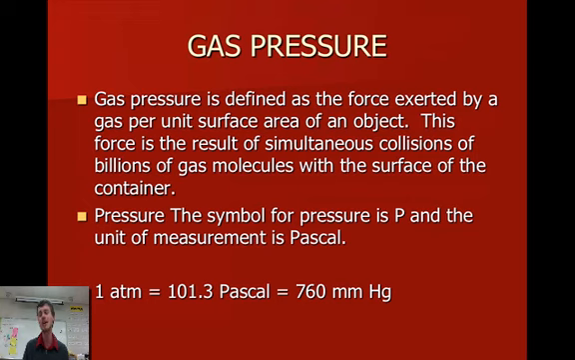The symbol for pressure is P. The unit we're really going to use the most is the atmosphere, and the atmosphere is equal to 101.3 kilopascals, or 760 millimeters of mercury. Okay, so those are the different units you're going to see.